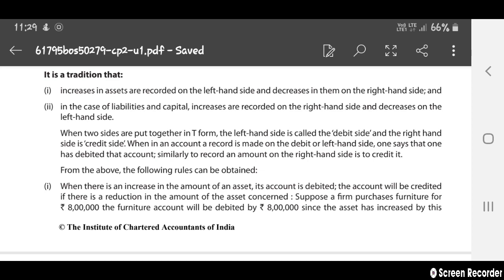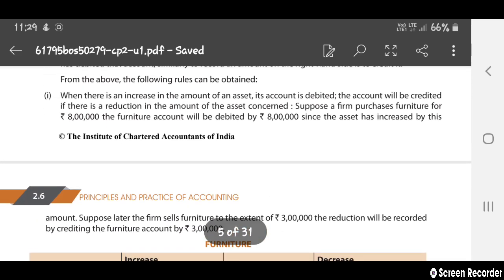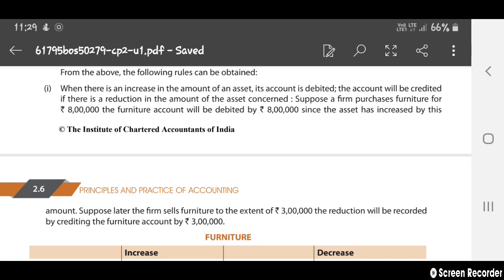When a record is made on the debit side, it is said to have debited the account. Similarly, to record an amount on the right hand side is to credit. The right hand side is credit and the left hand side is debit. You should not say debit side like that; left hand side is debit, right hand side is credit, that is how you have to say. Now from this, the following rules can be obtained.